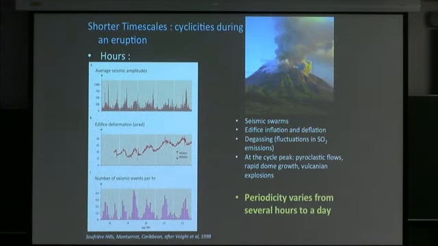At Montserrat, this periodicity in the number of seismic events is accompanied by cyclic inflation and deflation of the edifice, recorded by tiltmeters. What has been observed also in Montserrat is that the degassing also fluctuates with the same periodicity. And at the cycle peak, major eruptive events were observed, such as pyroclastic flows, volcanic explosions, or even rapid dome growth. At all these volcanoes, the periodicity varies from several hours to a maximum of about a day.